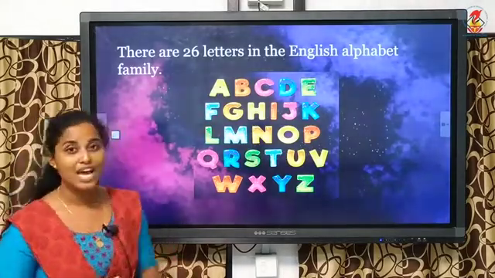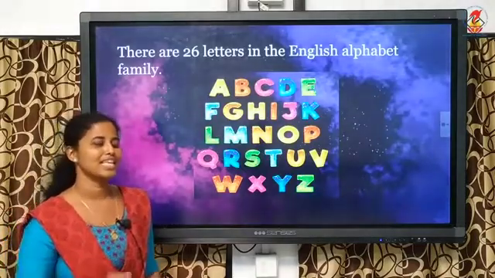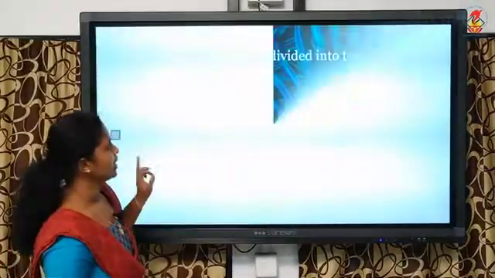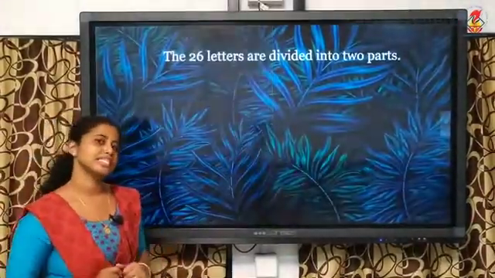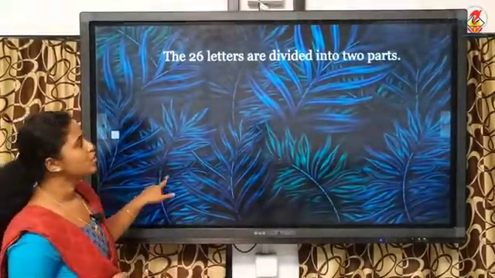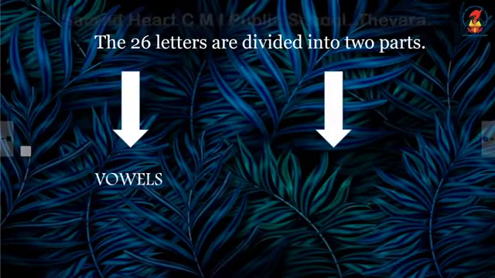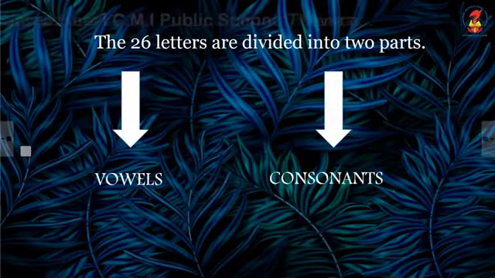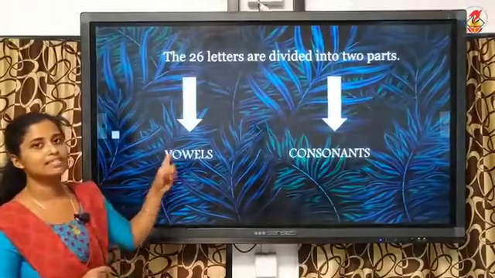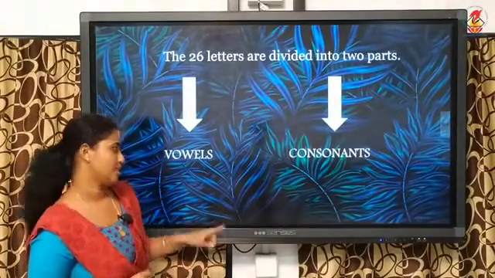Okay. And now we'll move on to our topic. What is it? Yes, the vowels and consonants. So, these 26 alphabets are divided into two parts. Okay. They are vowels and consonants. So, which are the two parts? Vowels and consonants. So, first let's learn about vowels.